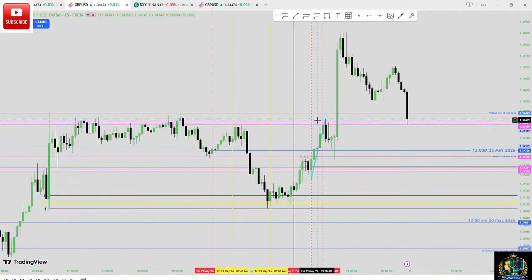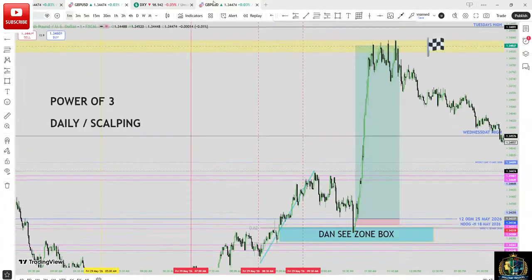Here is 15 minutes time frame. Here is Friday's trade. The market starts accommodating. At London session, they go to the fake run. Then at 7 o'clock, they start distributing. Yeah, the chart is not clean here. Which is accommodation, manipulation, and distribution.